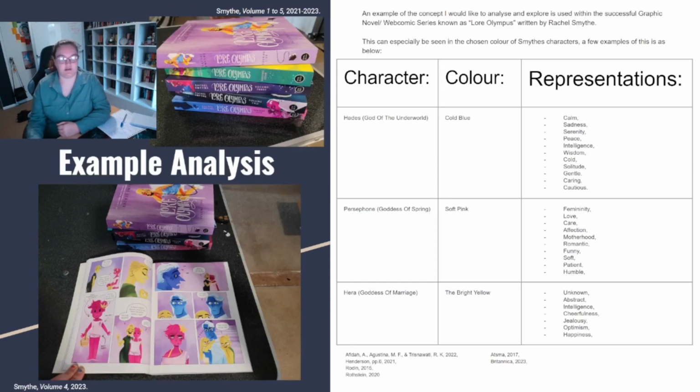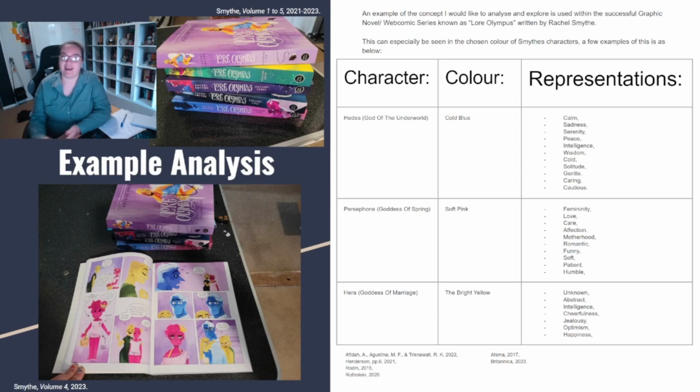Now, the analysis example of this that I would like to analyze and explore is used within the successful graphic novel webcomic series known as Lore Olympus, written by Rachel Smythe. The techniques of semiotics and emotion design can especially be seen in the chosen colors of each of Smythe's modern representations of the Greek gods and goddesses. A few examples are written below.